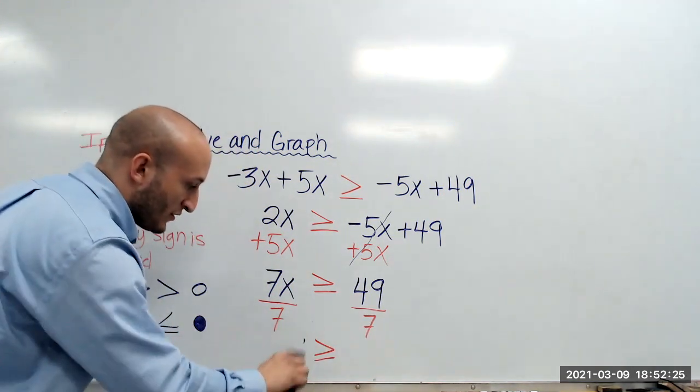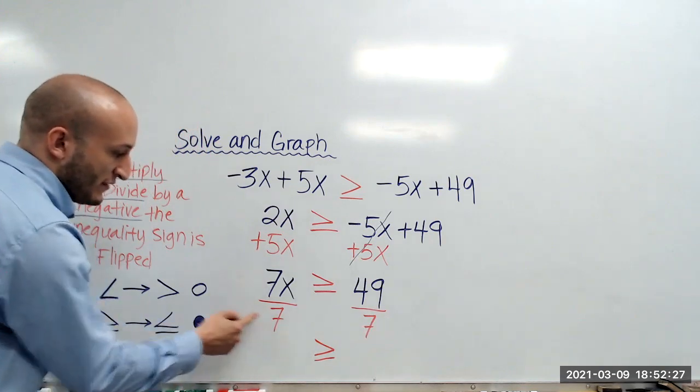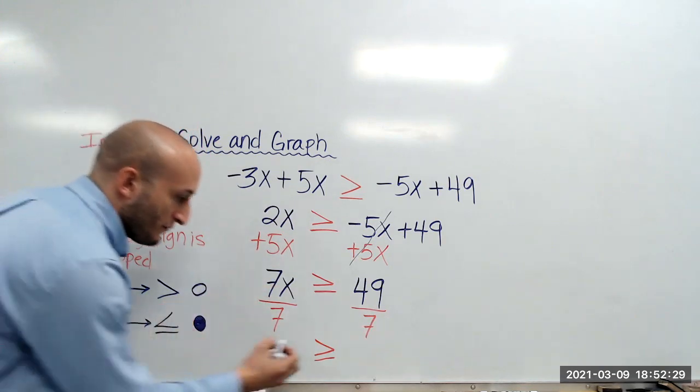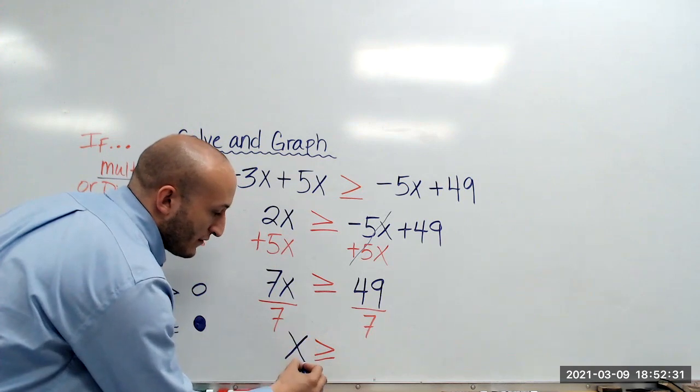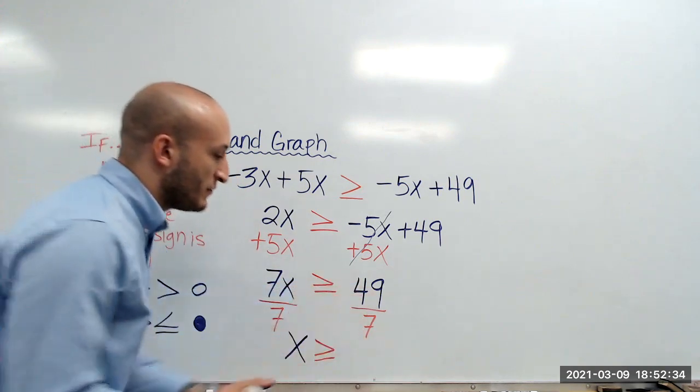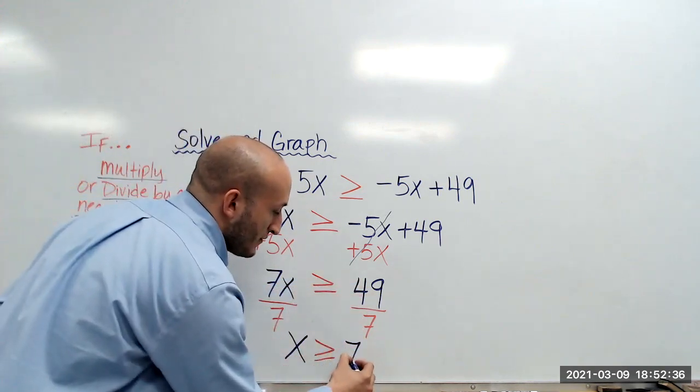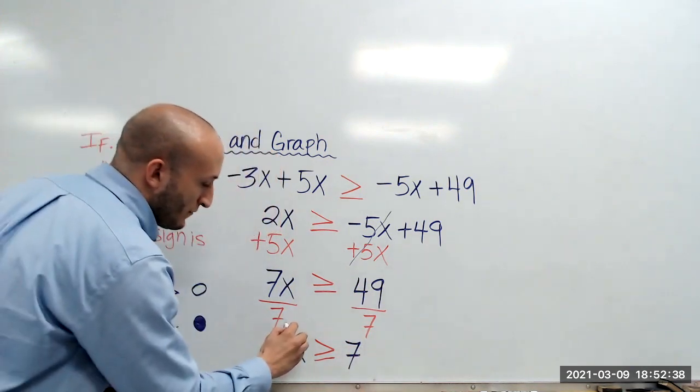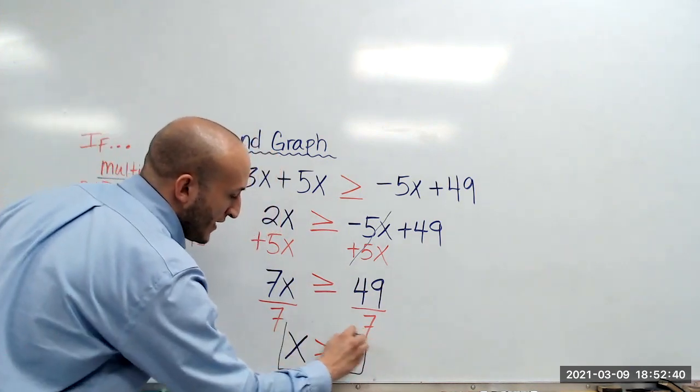I'm sorry about that. That's 7 over 7 is 1, so I'm left with 1x. So this will be x here. And 49 divided by 7 is 7. So this is my answer.